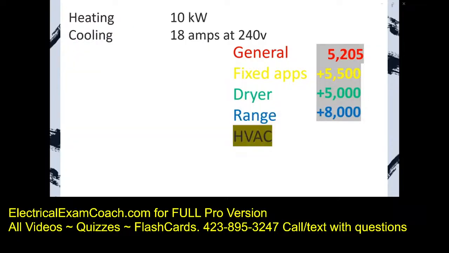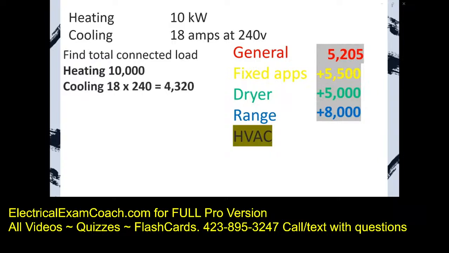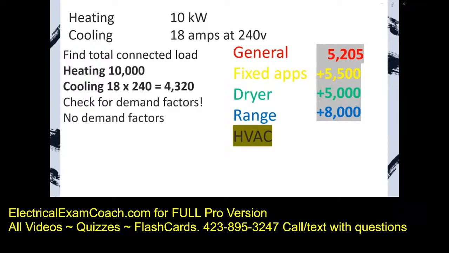Now for our HVAC VAs. We're going to take the larger of the heating or cooling. First, find our total connected load. Our heating is 10,000, and our cooling is our amps multiplied by our volts, which equals 4,320. Now we check for demand factors. There are no demand factors on this portion, so we're just going to select the larger of the two, and we're going to put down 10,000. Now all we have to do is total it all together.